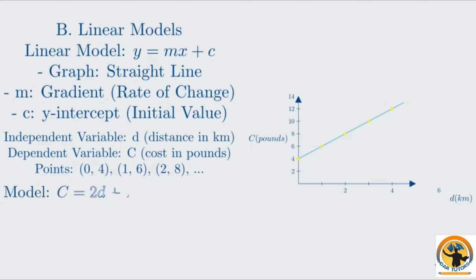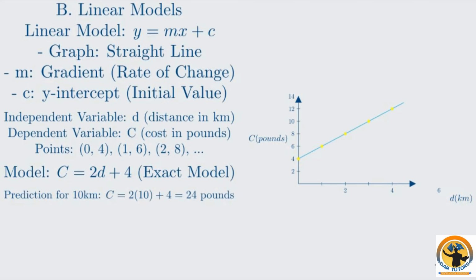Therefore, the linear model connecting cost and distance is c equals 2d plus 4. This model is exact. It perfectly describes the taxi fare. We can use it to predict the cost of any journey. For example, a 10-kilometer journey would cost c equals 2 times 10 plus 4, which is £24.